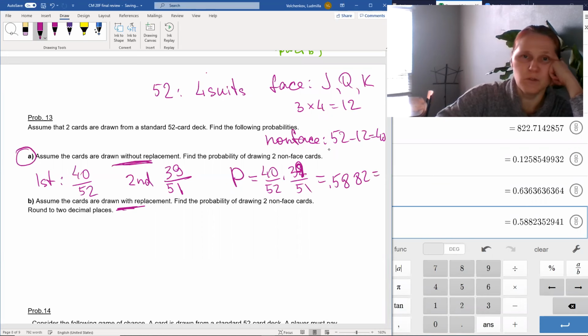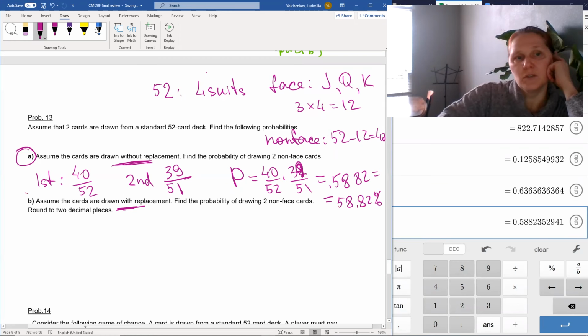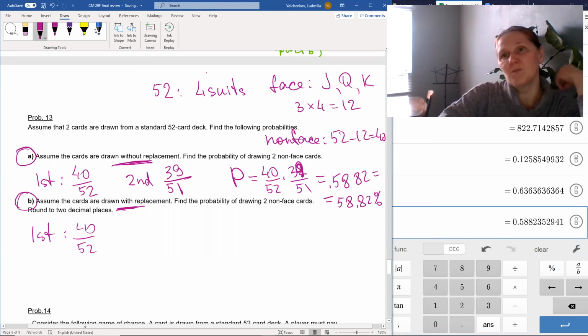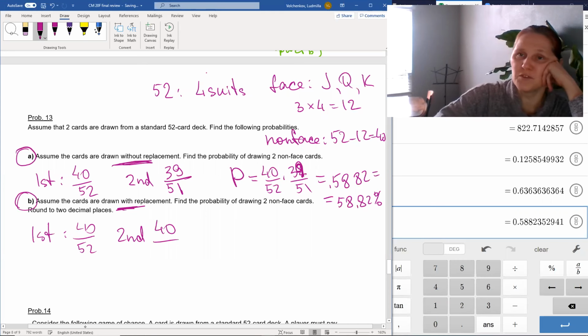So the answer must be given in percent, so 58.82%. The second situation, part B, we draw the cards with replacement. So for the first card, the probability is 40 over 52. We take one card and then we return this card to the deck, so that by the second drawing we have the same 40 non-face cards in the deck of the same 52 cards.